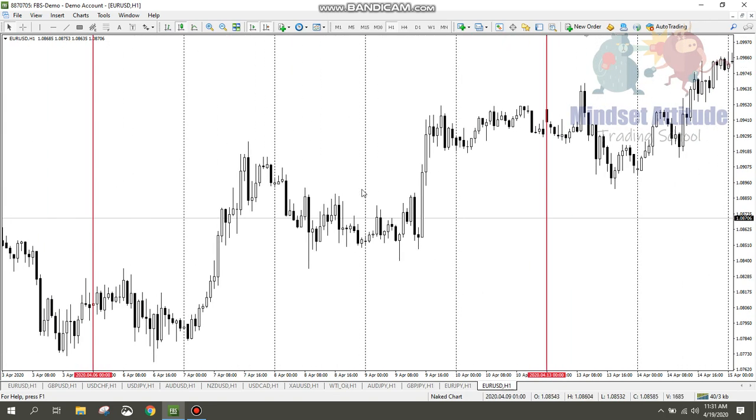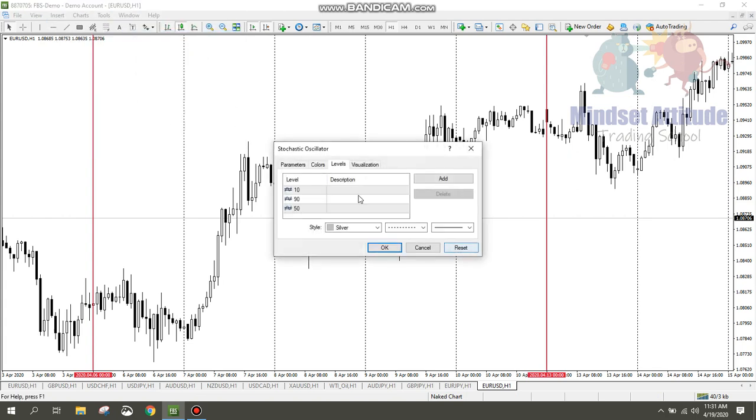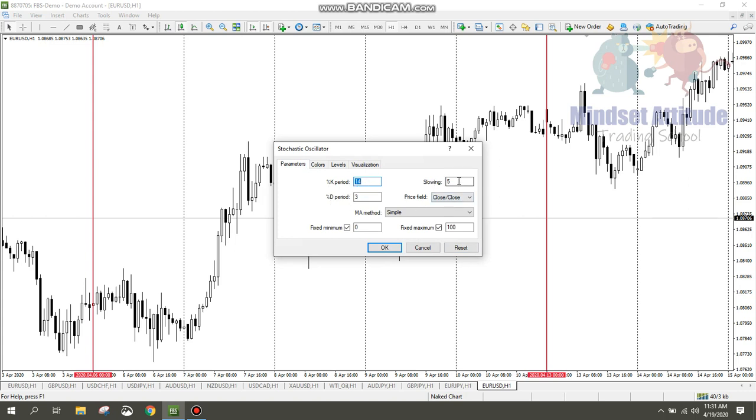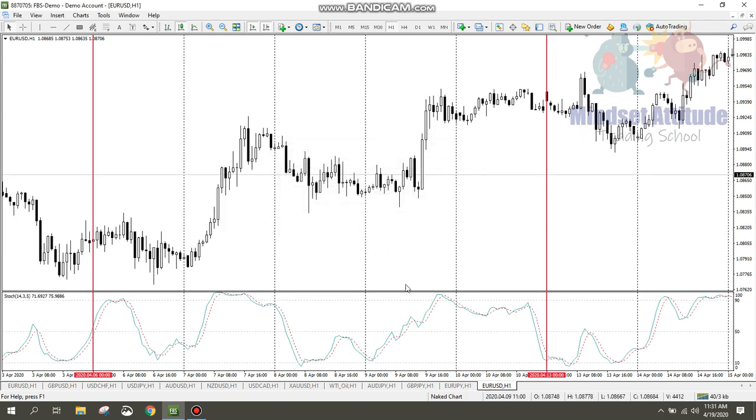How do I draw? Rather than just using the naked eye, I would open up the stochastic oscillator. I will put percentage K 14, percentage D 3, and slowing 5. Price field close-close. This is the usual setting that I use. The levels I will use are 90 and 10, and 50 is for reference only. So what happened is I will get this.